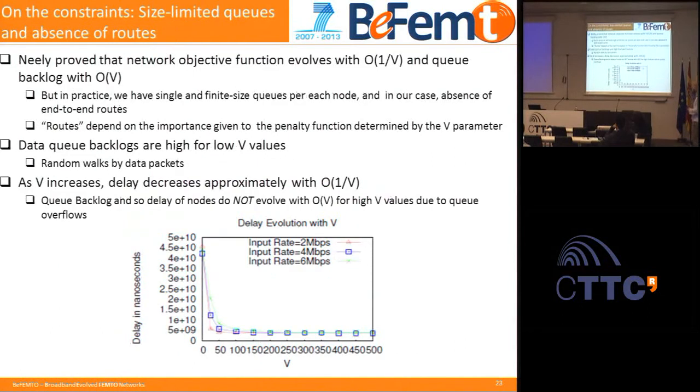What happens with delay? For low V's, it happens somewhat similar to what we have seen with throughput. Packets are making a random walk over the network, and they do not get to reach the destination. And those who manage to get to the destination experience high delays. But as we increase V, and as Neely proved, the network performance metric, the network objective function in this case, evolves with the inverse of V.